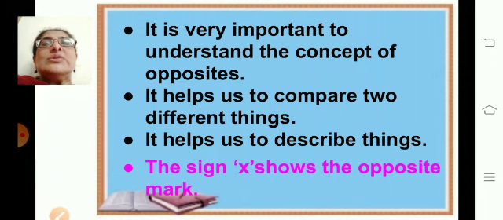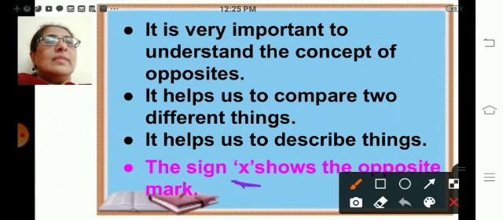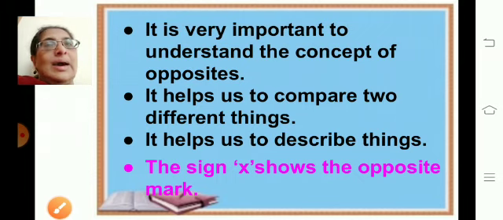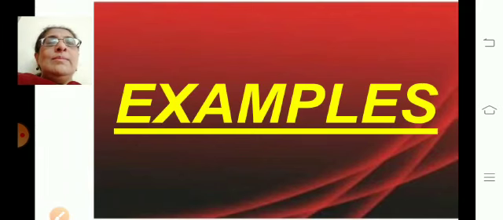Yes, so it helps us to compare between two things when we are aware of opposites, and it also helps us to describe things, how they look. We use these words to describe different things around us. Now, can you all see this sign? Yes, the cross sign. This cross sign shows the opposite mark, which we always add between the two opposite words. Okay. Now, let us see some examples.